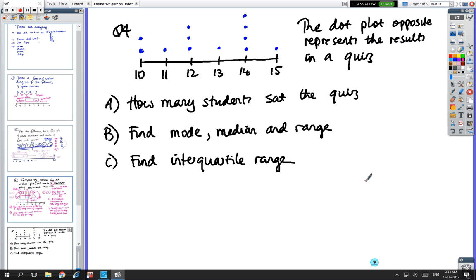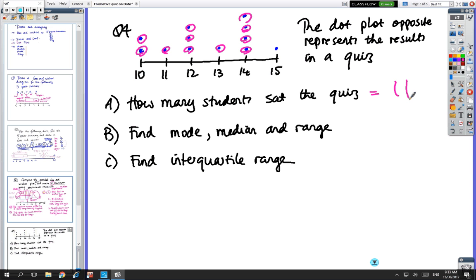Okay, so now we've got a dot plot representing the results in a quiz. So again, this might be a question to have a look at. The questions I've got are: how many students, find the mode, the median and the range, and find the interquartile range. Again, pause if you want to, but otherwise just watch. So we've got 1, 2, 3, 4, 5, 6, 7, 8, 9, 10, 11. So 11 kids sat the test.